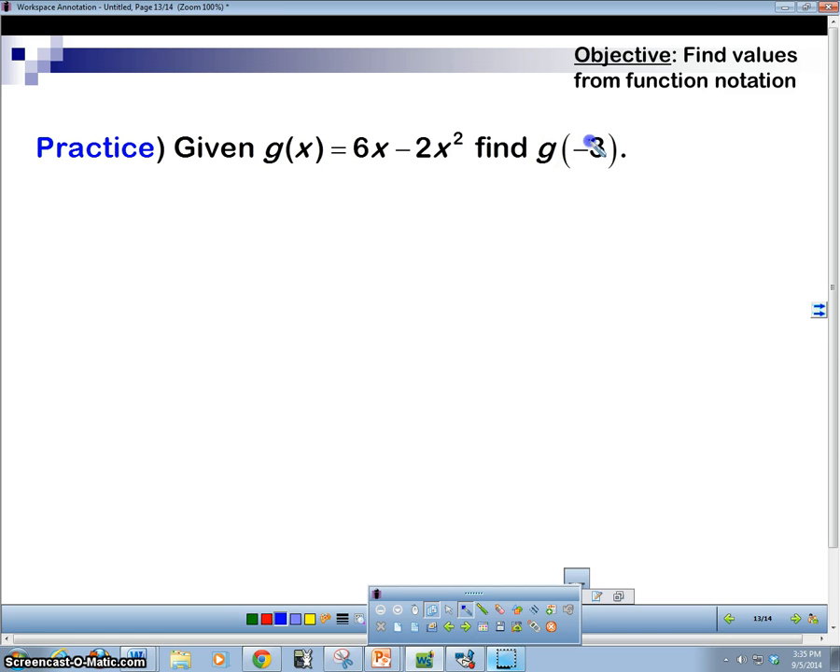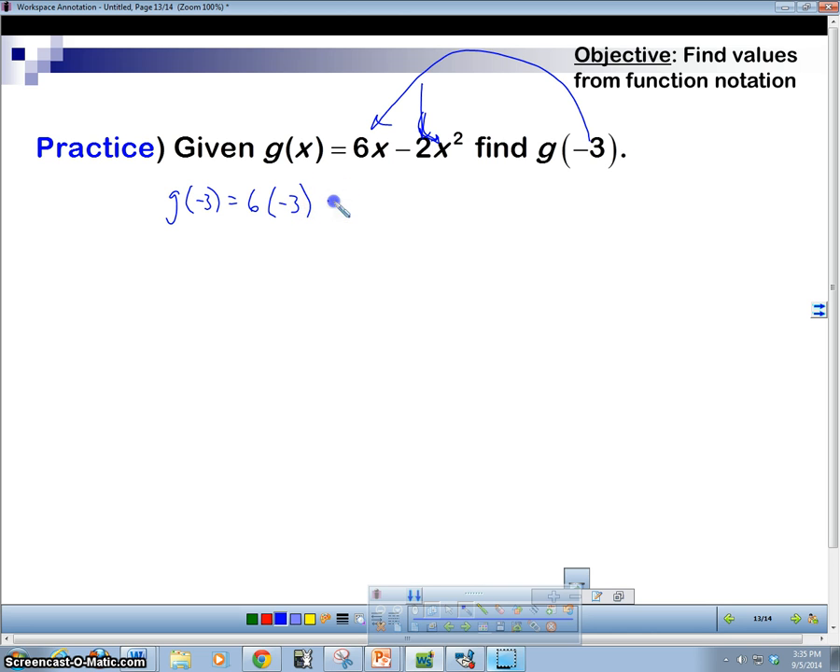Okay, plug in again here. Practice this one. I'm going to plug in negative 3 in for x. 6 times 3 is 18. And then I'm going to square this first, so that's going to be 9. So I'm going to have negative 18 minus 18, which is negative 36. Yes, negative 36. Okay, that's it.